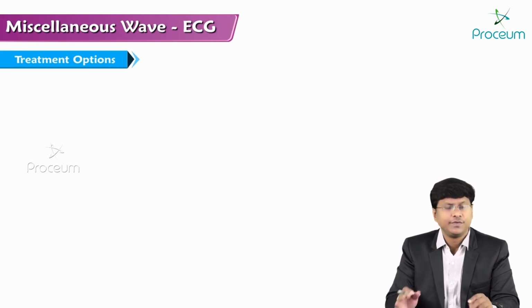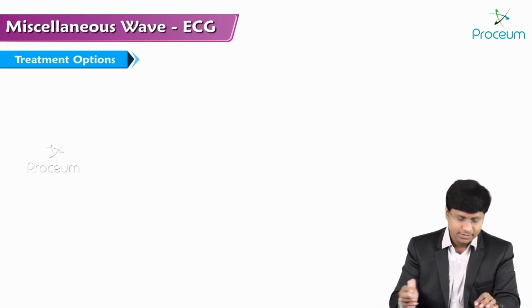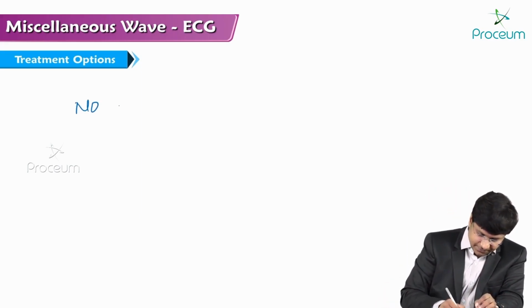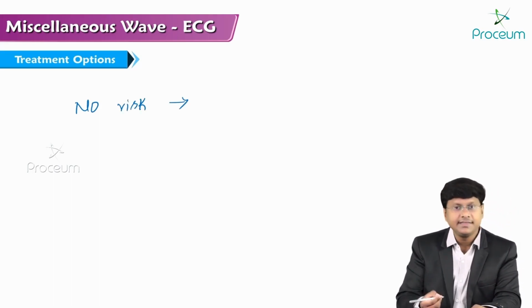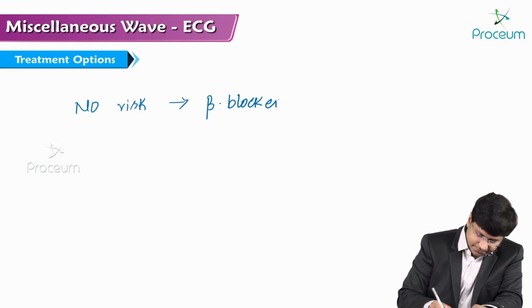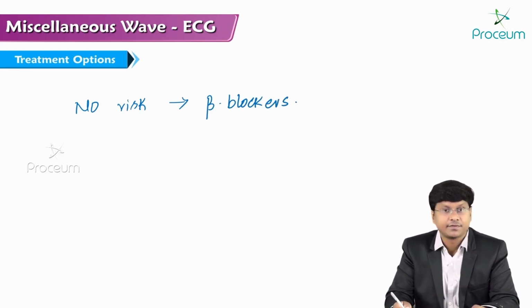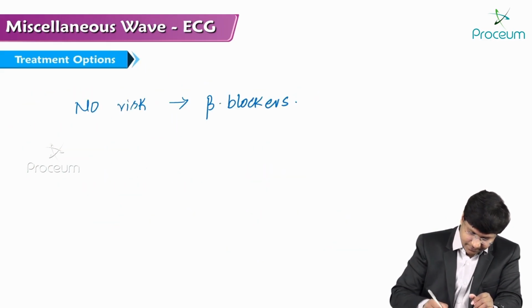In patients with no high risk features, the initial treatment is with anti-arrhythmic drugs. So in those individuals where there are no risk factors, you need to give beta blockers, right? That is your anti-arrhythmic drugs, which are nothing but class 2 anti-arrhythmic drugs. Or you can also give amiodarone.